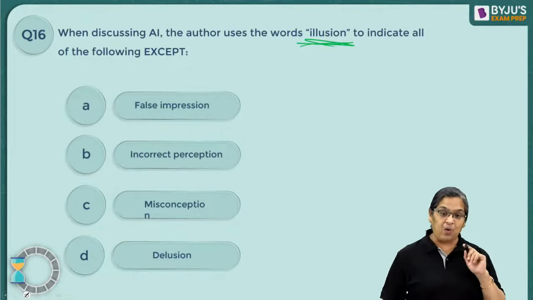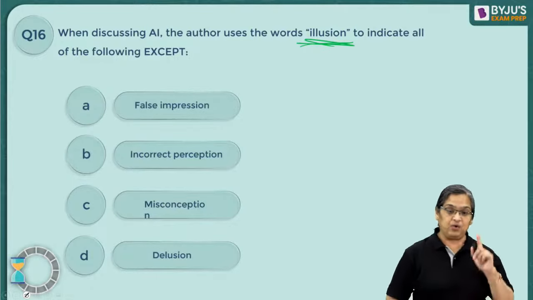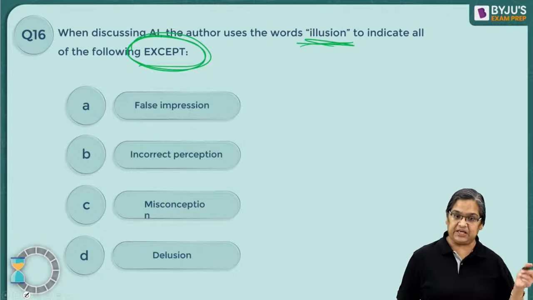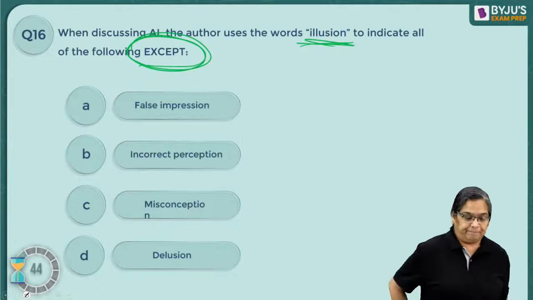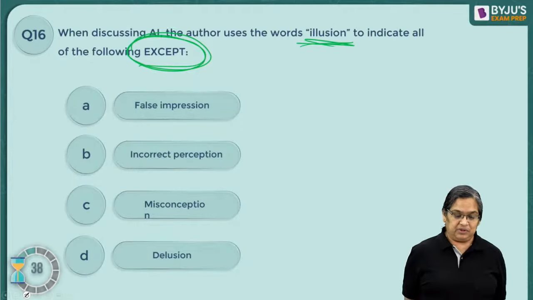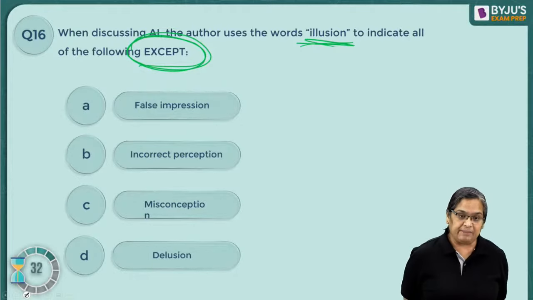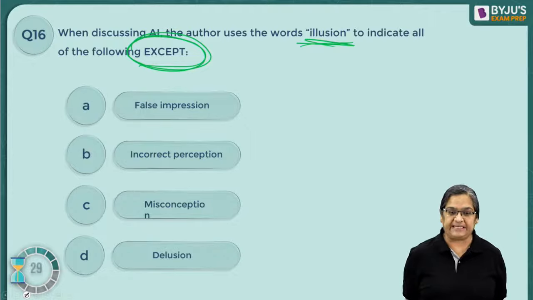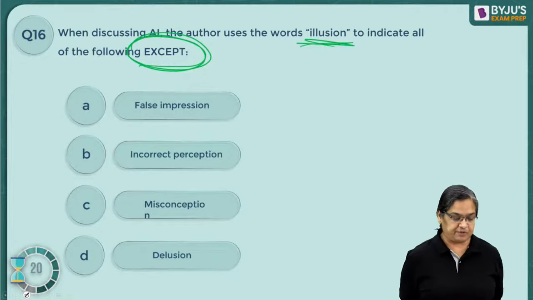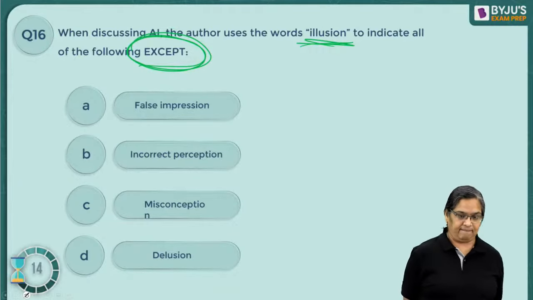So how has the word illusion been used, and which word is not indicative of the meaning as it is used in the passage? False impression, incorrect perception, misconception, delusion. The contextual meaning of illusion would apply to all the options except which one? False impression, incorrect perception, misconception, delusion.